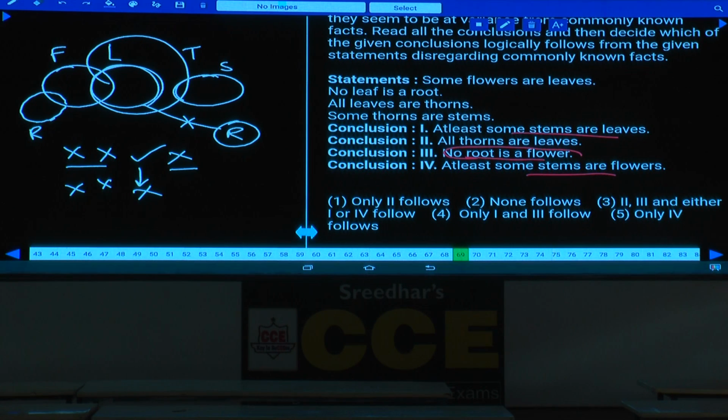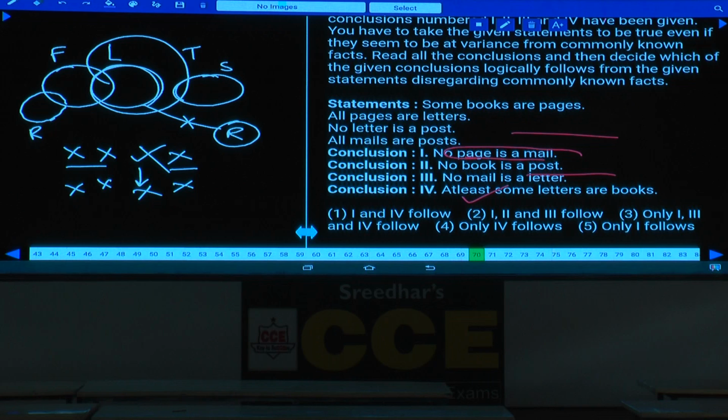Fourth one, some stems are flowers. Now also that has become false. Hence all the given conclusions are false. Hence none follows, choice 2. Done? And question number 69, choice 2 is the answer.